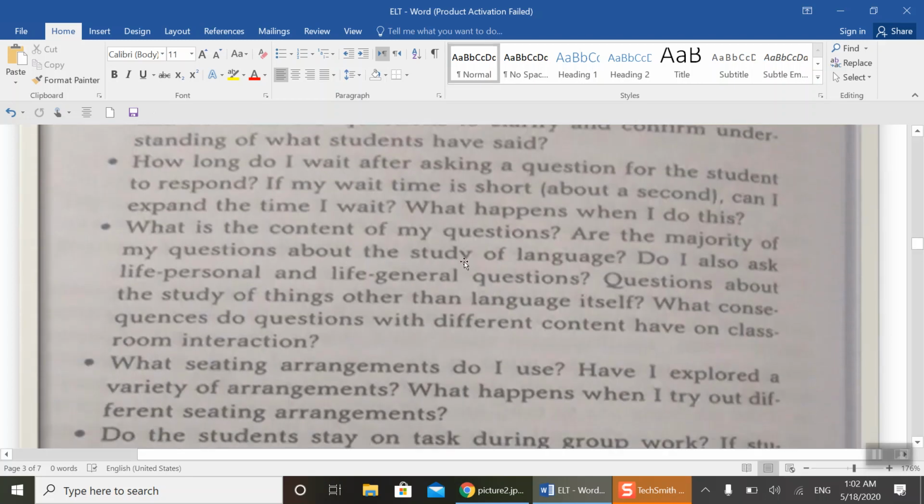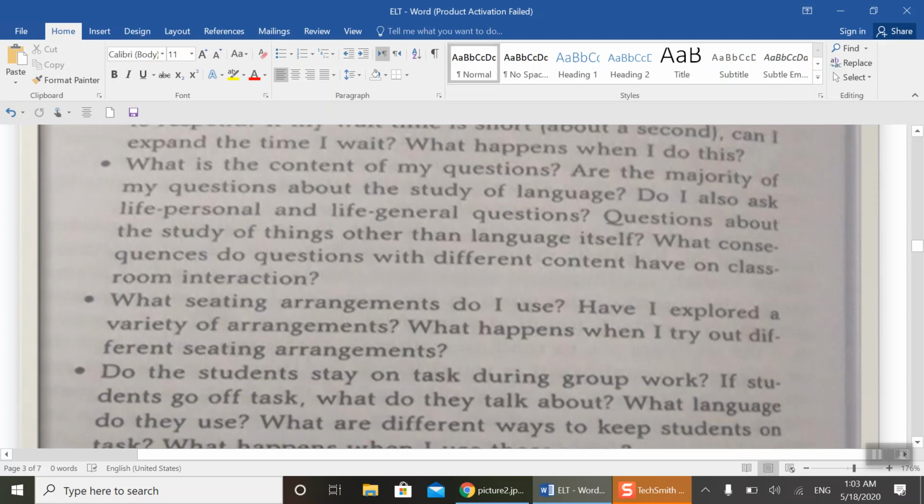What is the content of my questions? Are the majority of my questions about the study of language? Remember the type and the content of the questions? Do I ask about students' lives, personal and general questions, questions about things other than language itself? What consequences do questions with different content have on classroom interaction?